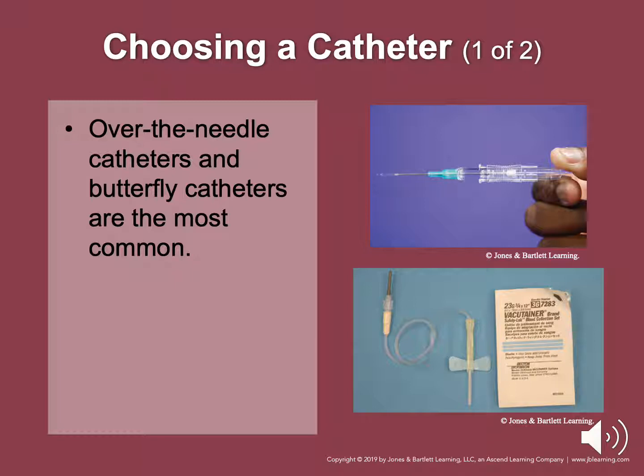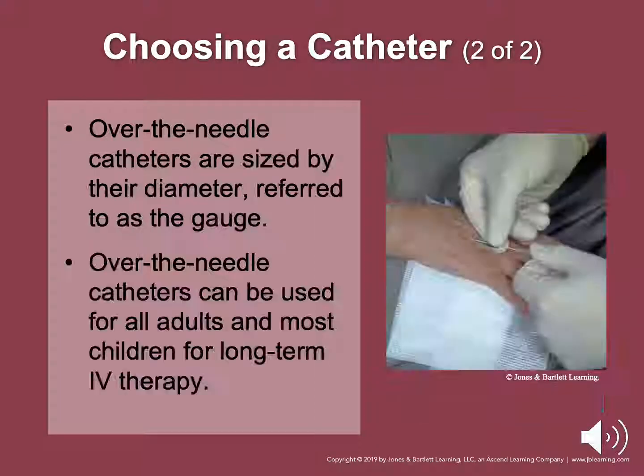Over the needle catheters are sized by their diameter, referred to as the gauge. Use the largest diameter catheter that will fit the vein you have chosen, or that will be the most appropriate for comfort for the patient. So the more distal the IV site, the smaller the catheter. Over the needle catheters can be used for all adults and most children for long-term IV therapy. Newer over the needle catheters use several different methods to protect against the possibility of a contaminated stick.